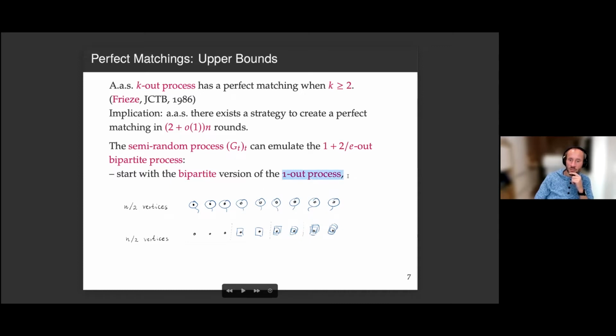Maybe, what's the 1-out process first? The 1-out process is that every vertex on top is selecting one randomly selected vertex at the bottom. So every vertex on top will have a random neighbor at the bottom, and every vertex at the bottom is doing the same, selecting one random vertex on top. So that's the 1-out bipartite process.